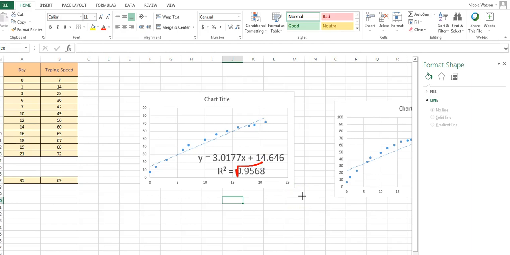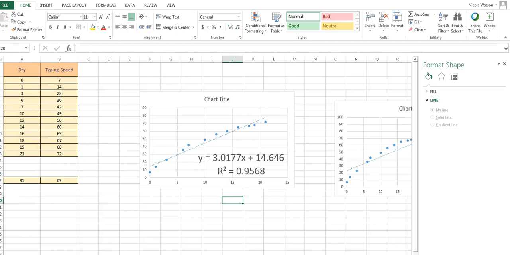9568. And I get 0.98 as my r. Okay, that's number 8. That's a huge significance right there. And that's really great that we got an r squared, or an r value of 0.98, because that means a strong positive association between the days.